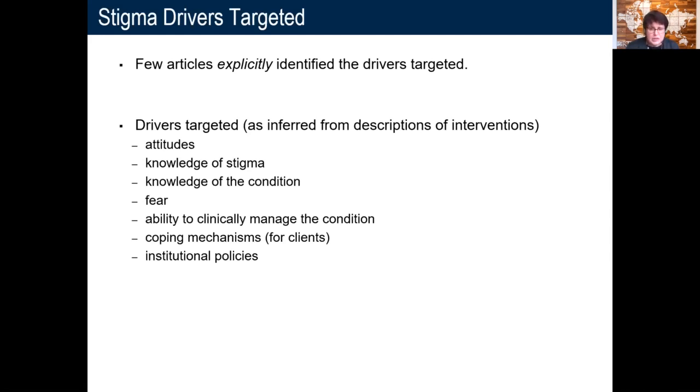And it tended to be attitudes, knowledge of stigma, knowledge of the condition, fear, ability to clinically manage the condition, coping mechanisms for clients, or institutional policies. Nearly 30 interventions targeted more than one driver based on our inferences, but it's interesting that in the literature, this isn't explicitly detailed. The most commonly targeted driver was knowledge about the condition. And again, we saw no regional trends or patterns in the drivers that were being addressed.